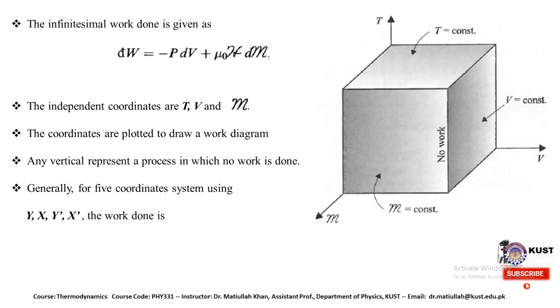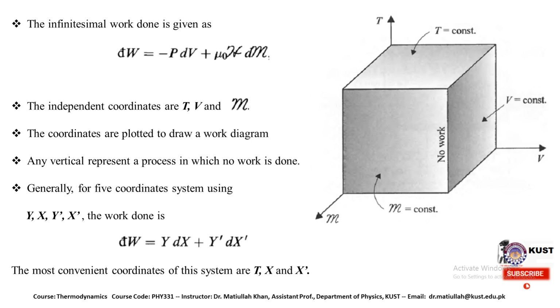If we generalize the same thing and express it in terms of more general variables, like Y, X, Y dash, X dash, the work done in this case will be dW equals Y dX plus Y dash dX dash. So this is the work done when we express the variables in terms of these. And again, temperature is common in all of them, so we have temperature as a common coordinate, so 5 coordinates are needed for that. The most convenient coordinates for this system are T, X, and X dash.